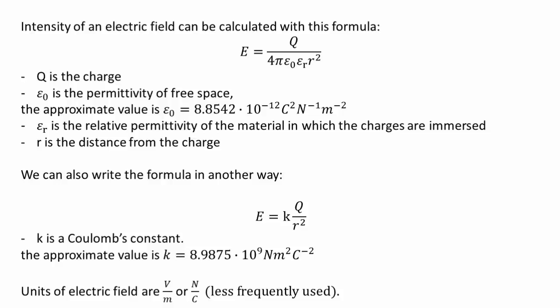We can also write the formula in another way, like you can see on the screen. K is Coulomb's constant, and you can see the approximate value. Units of electric field are usually volts per meter, but you can find in your literature also newtons per coulomb, but that is less frequently used.